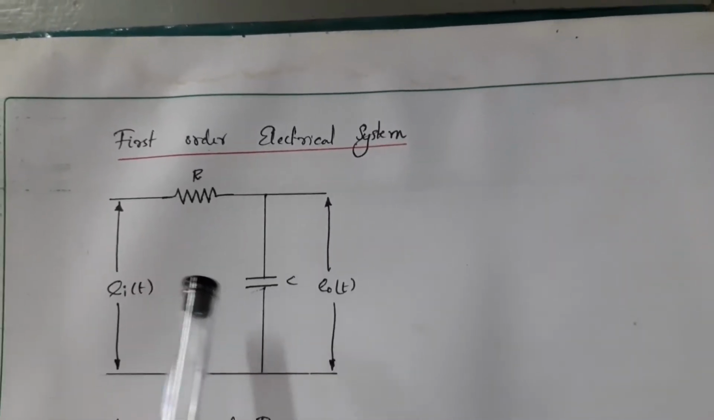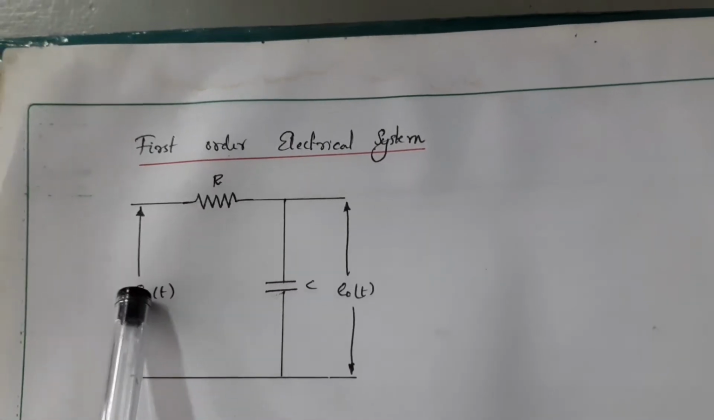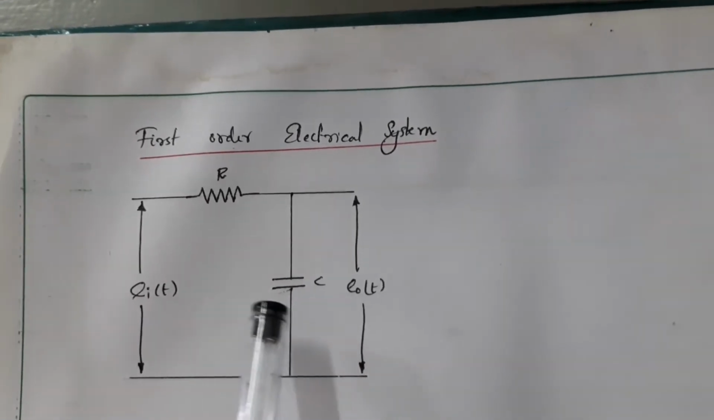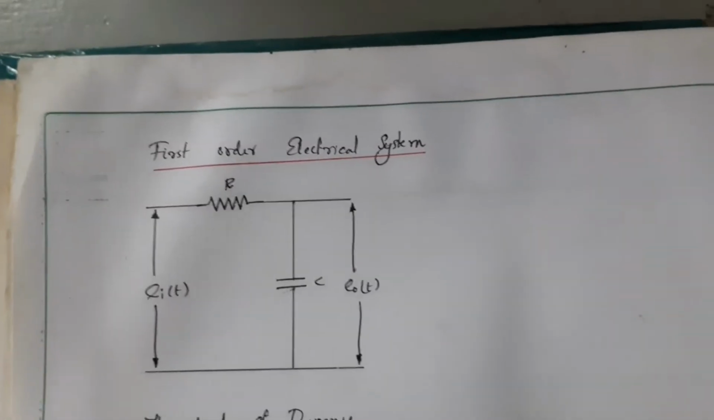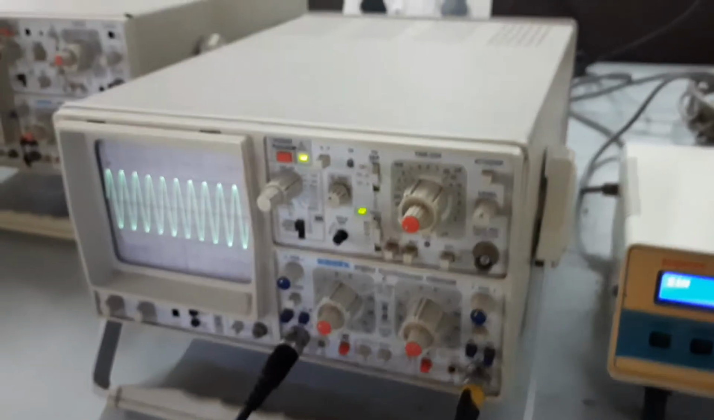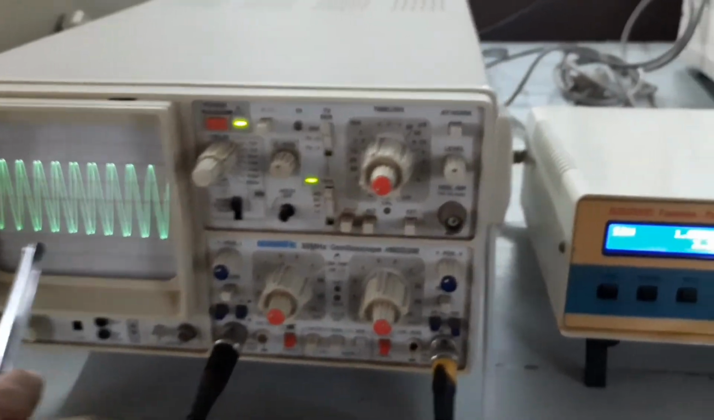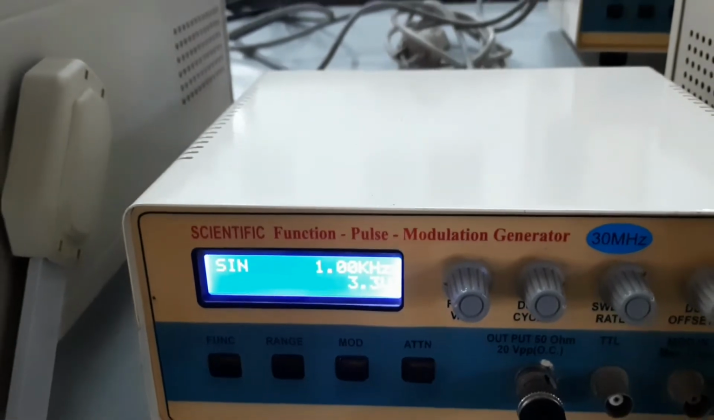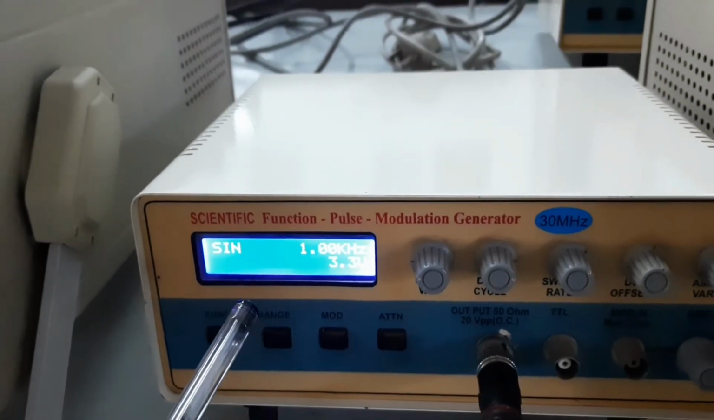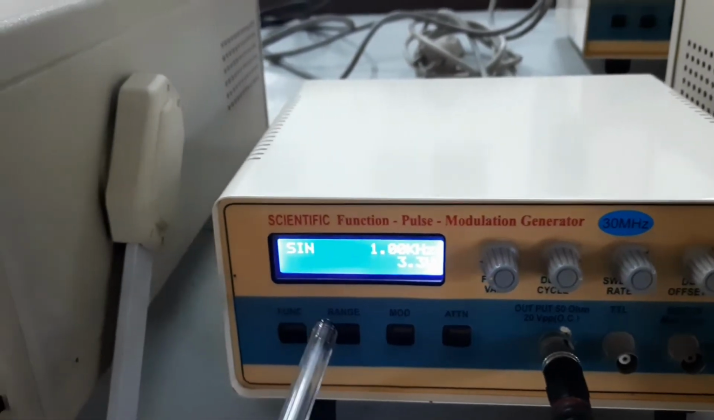Then the amplitude of the input signal and output signal can be directly observed from the oscilloscope. Okay, so here we are using a sinusoidal signal for obtaining the frequency response. Previously we were using a square wave for getting the step response.